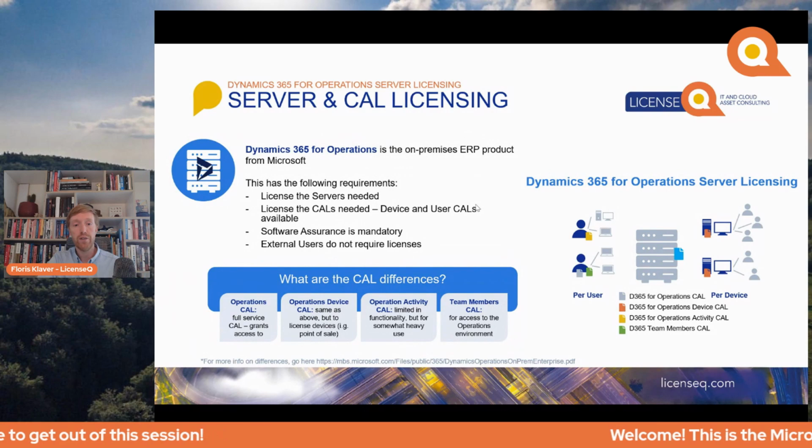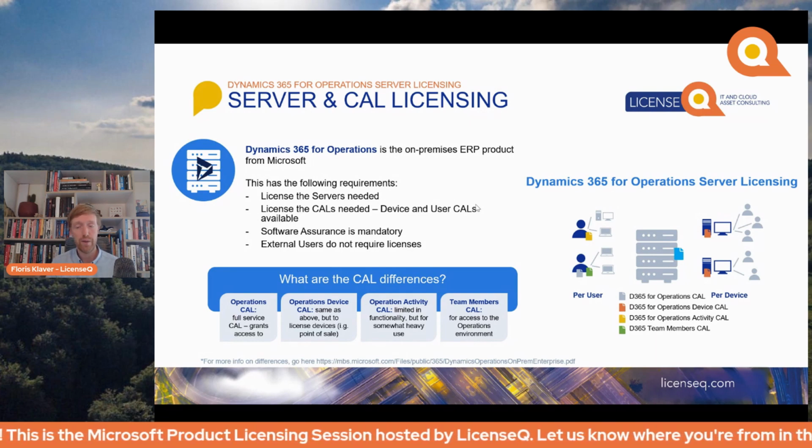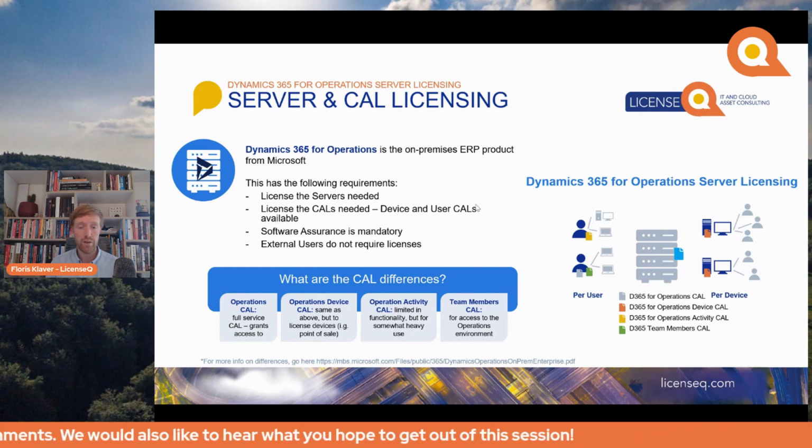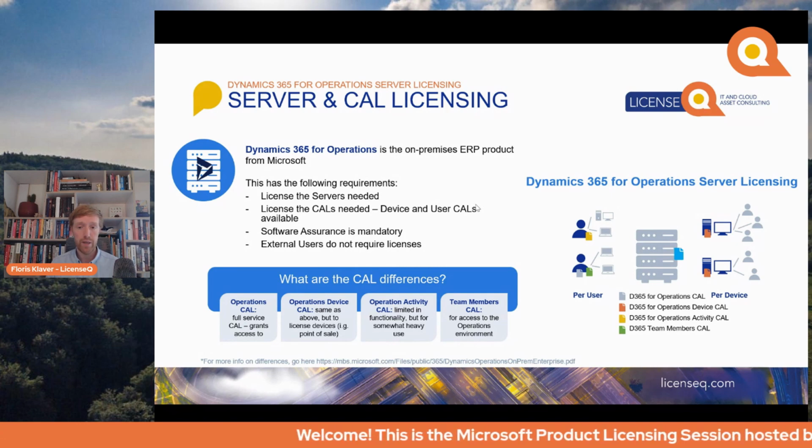If we look at the operations server licensing, this is the enterprise resource planning product from Microsoft. I haven't seen it used by many organizations as an on-premise product. I have seen it used as a cloud solution. But basically, you do this in the following way. You license the server that you need with a server license. And you buy device and/or user CALs for your users. Software assurance is mandatory, and external users do not require licenses.